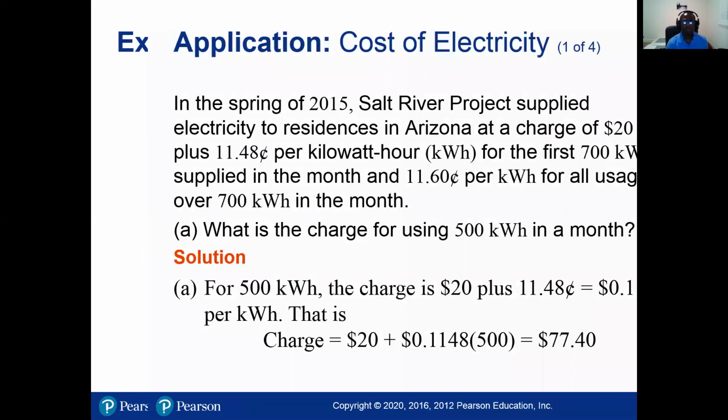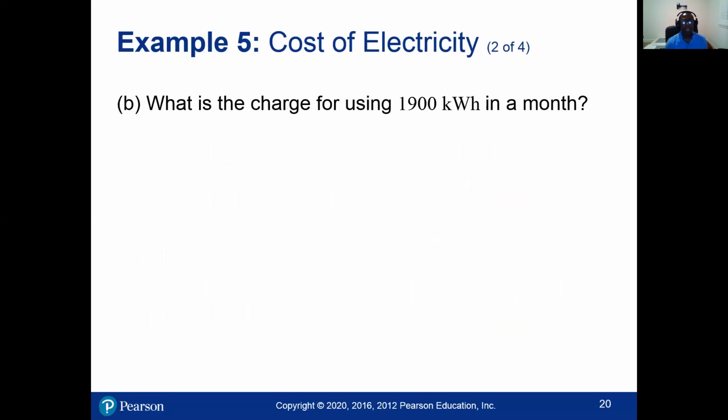Part B asks: what is the charge for using 1,900 kilowatt hours in a month? Now remember, there's a special charge for when you use between 0 and 700 kilowatt hours, and then also a different charge when X, your usage, is greater than 700.